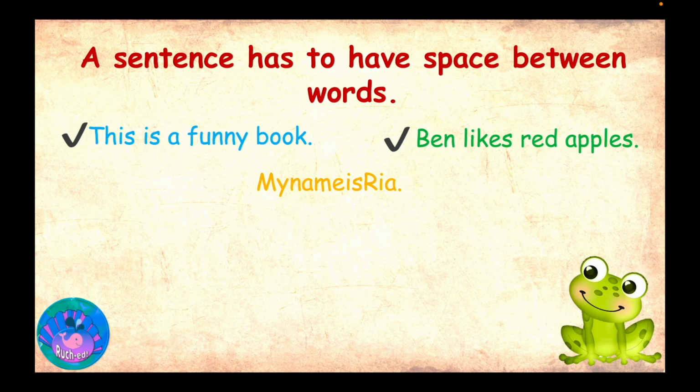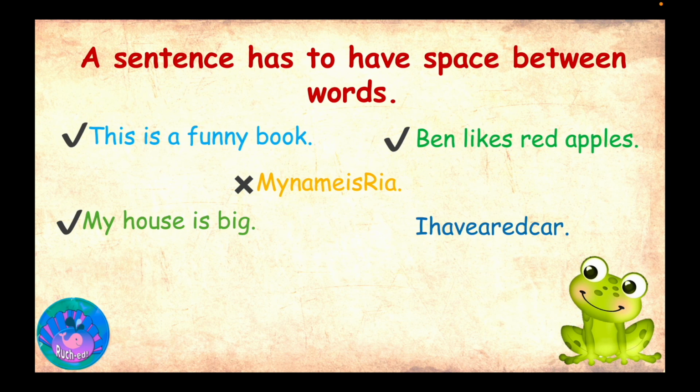Very clever, Froggy. So there is no space between words over here, so this is not written correctly. That is right, Froggy. And how about this one? There is a space between the words, so this sentence is written correctly. Yes, Froggy. And how about this? No space between words. So, Miss R, that is not written correctly. Very good, Froggy. And let's see the last one. Nope, Miss R. This is not written correctly because there is no space between words.